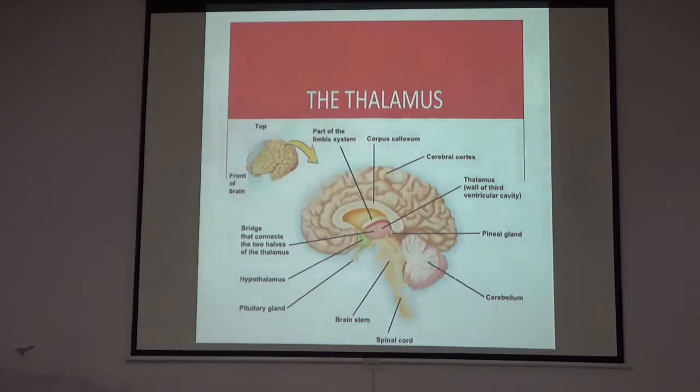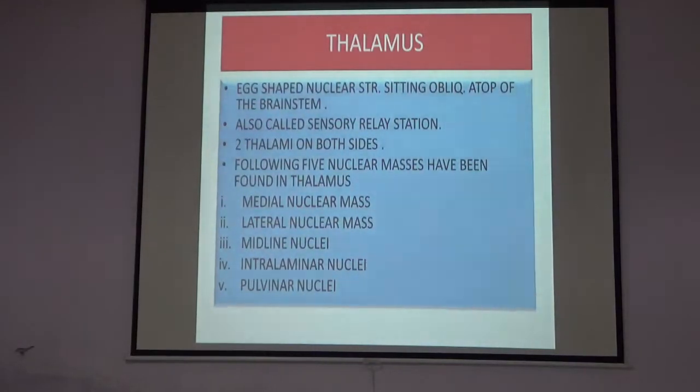So, what is thalamus? It is an egg-shaped nuclear structure which is sitting obliquely atop of the brainstem. It's also called sensory relay station, and that forms one of the most important functions of thalamus. There are two thalami on each side. Following 5 nuclear masses have been found in thalamus.